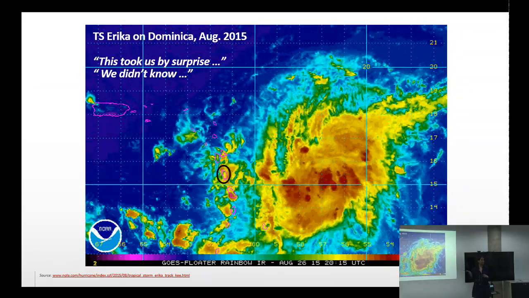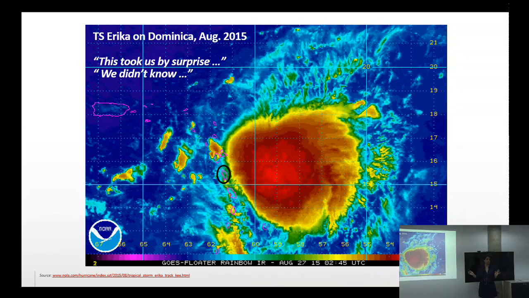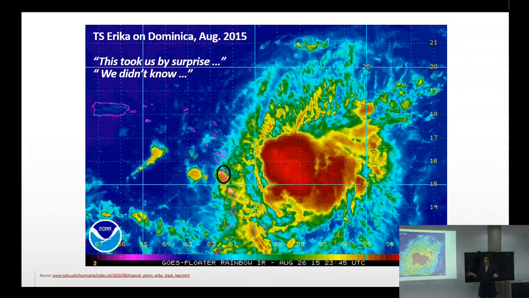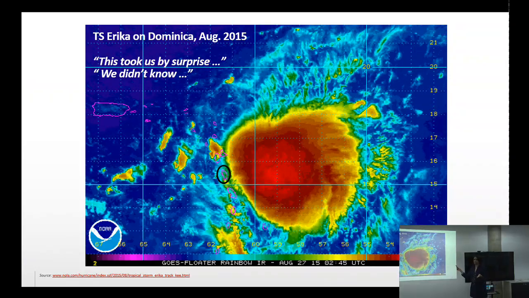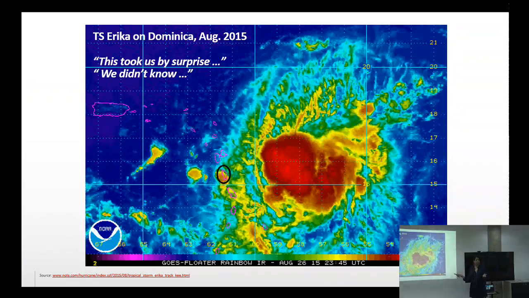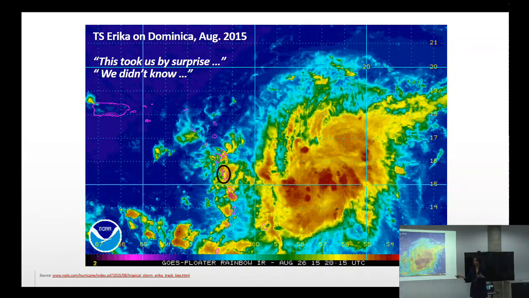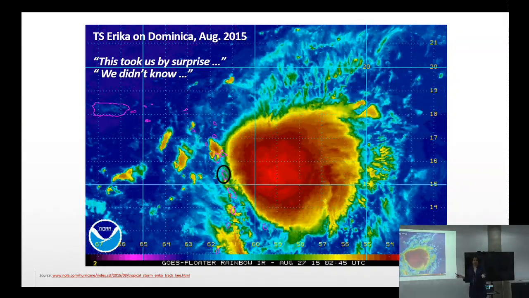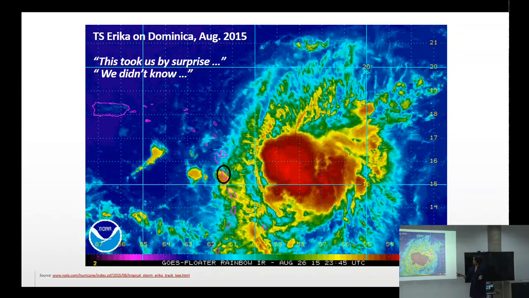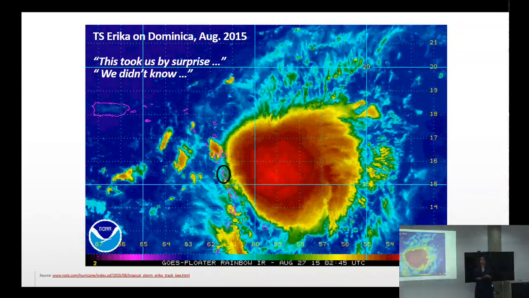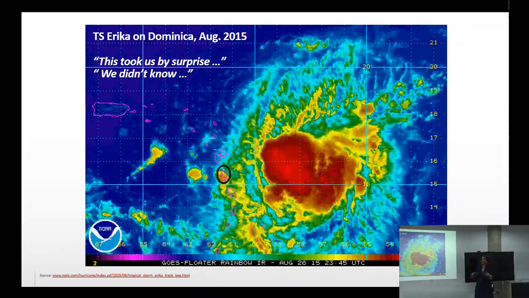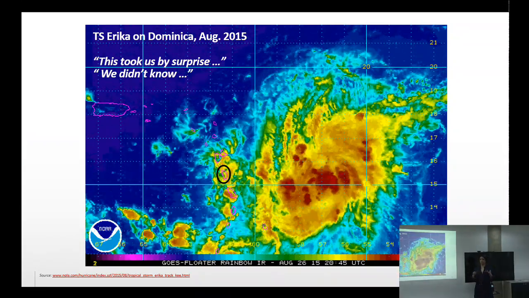They woke up the next morning after it hit, saying we had no idea this was happening. We did not know a storm was coming. Anybody else who would have seen this map the night before would have probably thought, this doesn't look good. Something might be happening. I don't know what. Dominica, unfortunately, was not as aware of it.